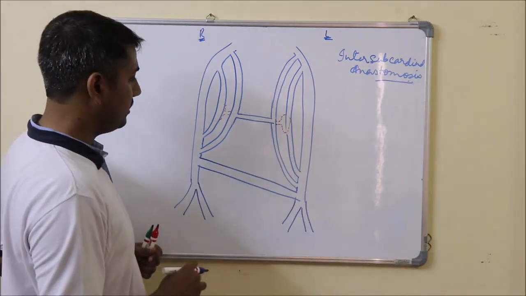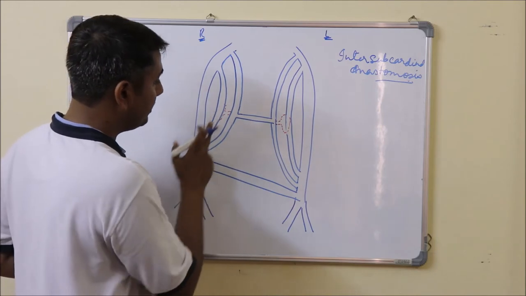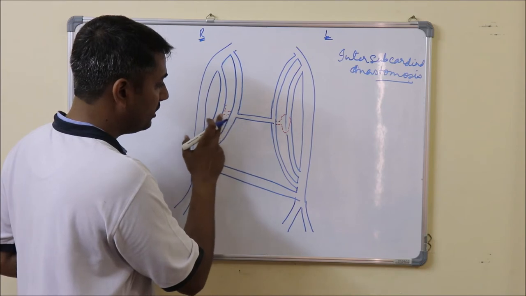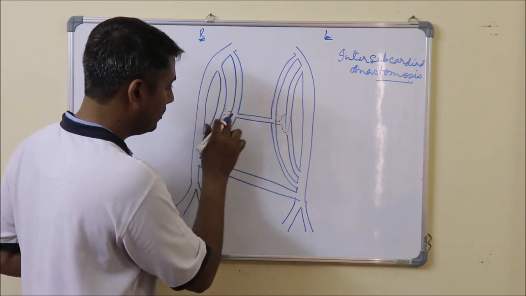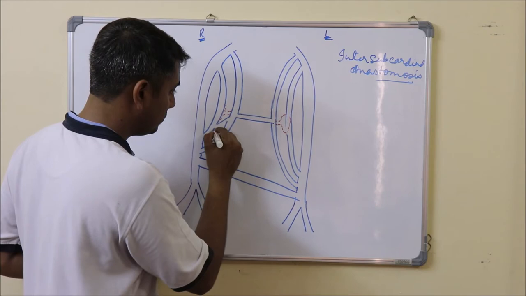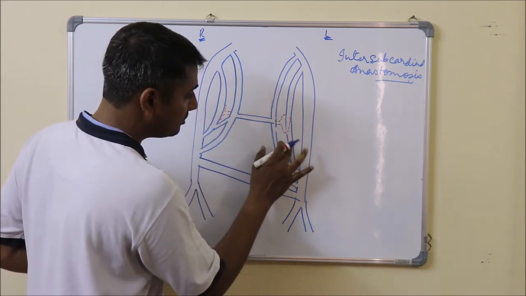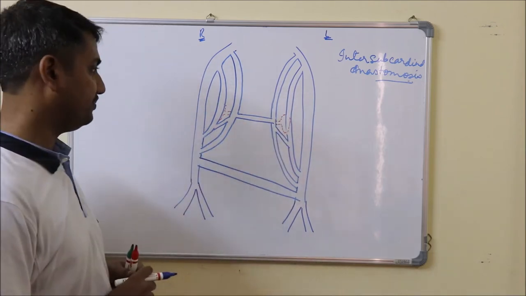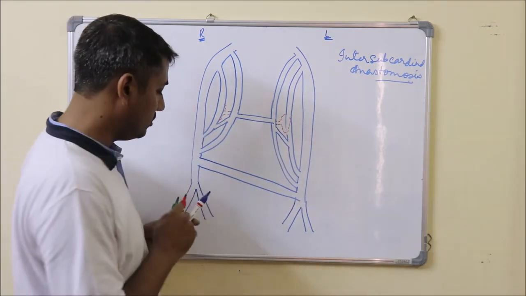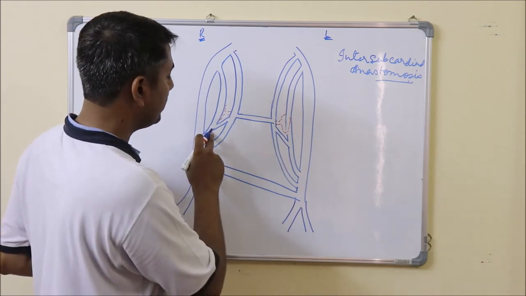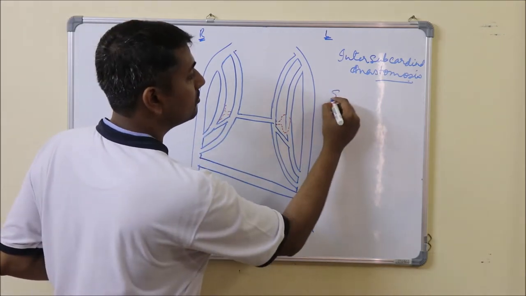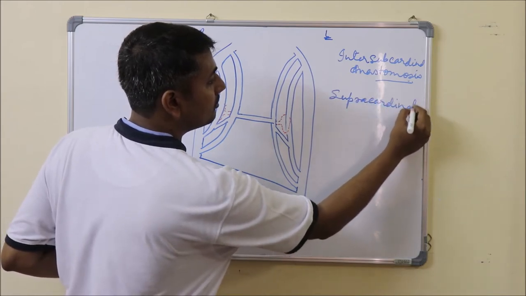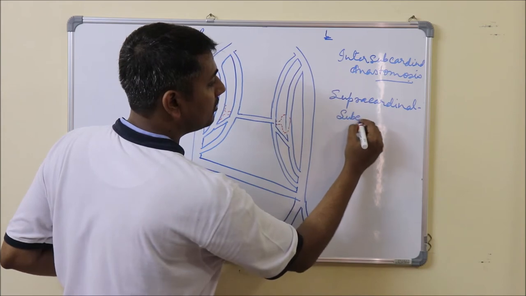Another anastomosis develops connecting the supracardinal vein with the subcardinal vein just caudal to the renal vein. So here will be the location of this anastomosis on both sides, just cranial to the renal vein. This anastomosis is now called the supracardinal subcardinal anastomosis.